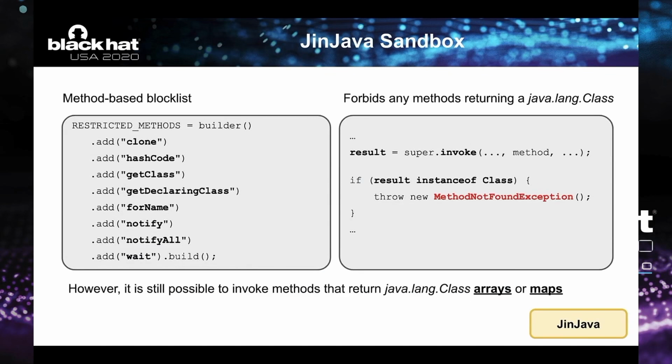Now moving to the Java sandbox, this is based on a very short method-based block list, which is only blocking 9 different methods. But it contains a piece of code here at the right, which will basically improve the protection by preventing any method from returning an instance of java.lang.Class. So if we cannot get an instance of java.lang.Class, we cannot instantiate arbitrary types. That's normally the case. However, there was a flaw. Again, in this case, they are not blocking invocation of methods which return arrays of classes or maps of classes. So that was the first part of the bypass.